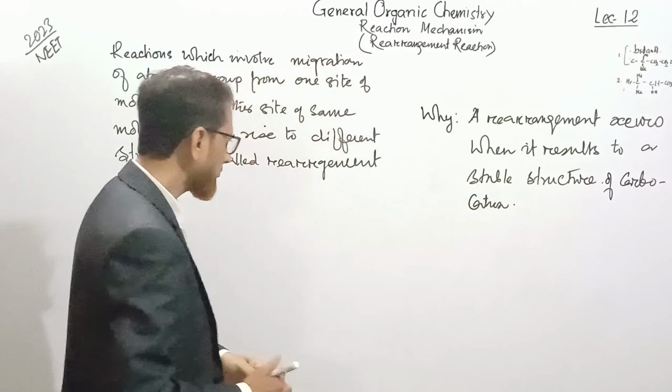There is a migration, am I right? The word is very important: migration of atom or group. Now, what are these types of atoms or groups that migrate? And what is the order of migration? Most of the time you do not know which atom or group will migrate faster. If there is a methyl group, an H, a phenyl group, which one goes faster? It is very interesting. Which group or atom will migrate in a carbocation to give you a stable carbocation?